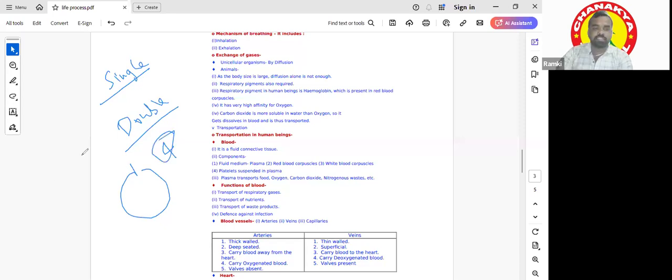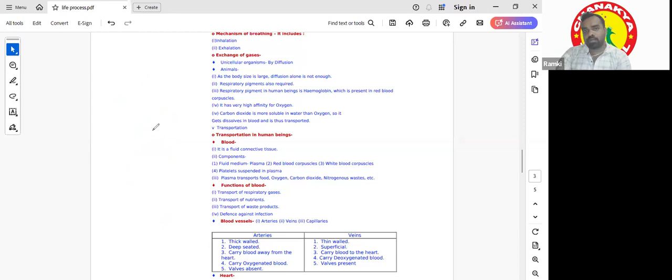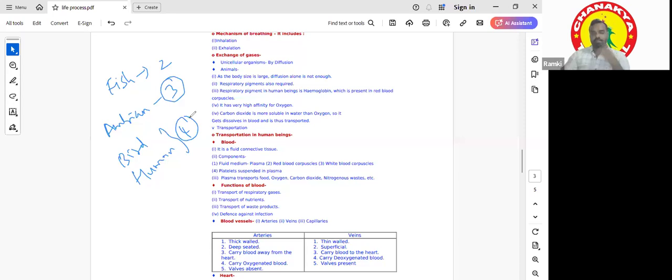What are the organisms that consist of a four-chambered heart? Mammals, humans, birds. Fish consist of two-chambered hearts. Note it down. Amphibians consist of three-chambered hearts. Okay, birds and humans have a four-chambered heart. Have you all noted, ma'am? Done, sir.